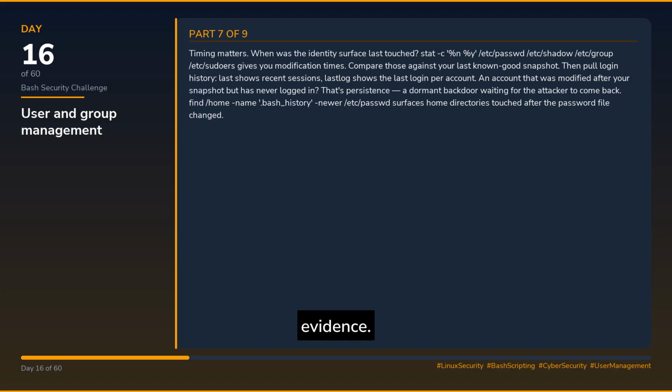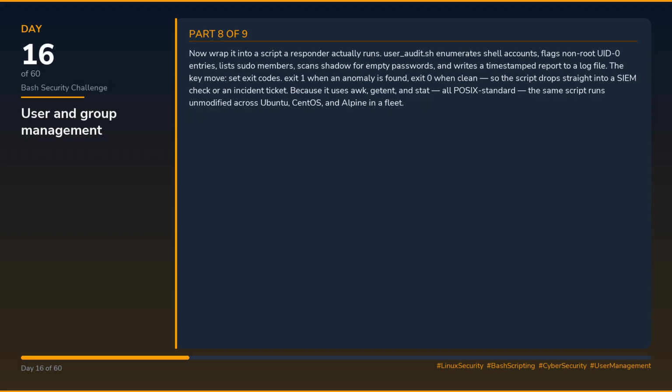Timing matters. When was the identity surface last touched? stat -c '%n %y' /etc/passwd /etc/shadow /etc/group /etc/sudoers gives you modification times. Compare those against your last known good snapshot. Then pull login history. last shows recent sessions, lastlog shows the last login per account. An account that was modified after your snapshot but has never logged in? That's persistence, a dormant backdoor waiting for the attacker to come back.